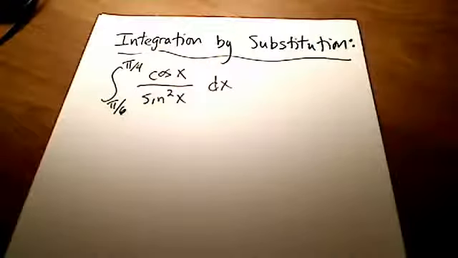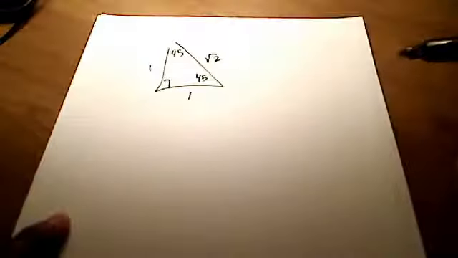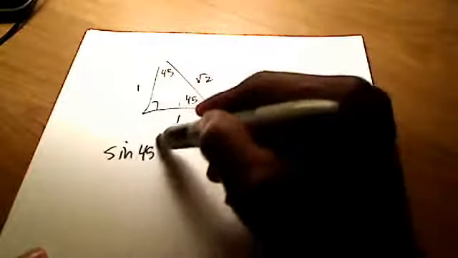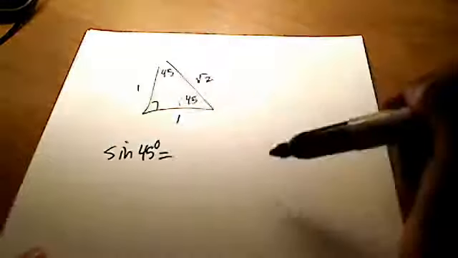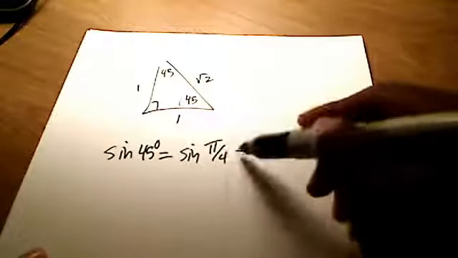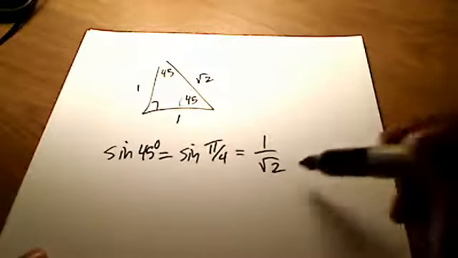Now, before I continue on with this problem, let me recall a couple of things regarding some trigonometry. First of all, you should recall from a 45, 45, 90 triangle, that there's our picture right there. If I wanted the sine of 45, which in radians is pi over 4, that's opposite over hypotenuse. Hey, that's just simply 1 over the square root of 2.